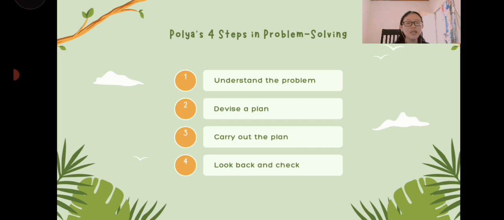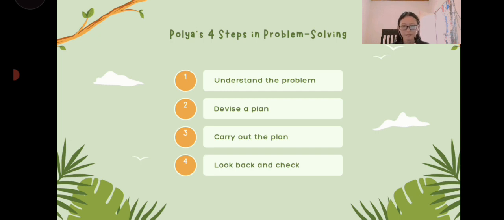Okay, next slide. To solve this problem, I will employ four steps in problem solving. Number one, understand the problems. We need to identify what is known, what is unknown, and what is being asked in the problems. Number two, devise a plan. At this stage, we need to choose a suitable strategy to solve the problems. Number three, carry out the plans. Subsequently, we simply follow the careful strategy and write down the solutions clearly and neatly. And number four, look back and check.